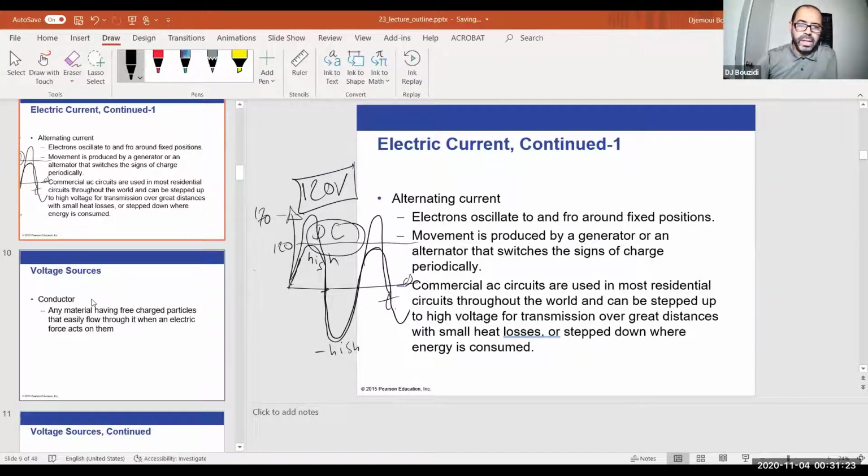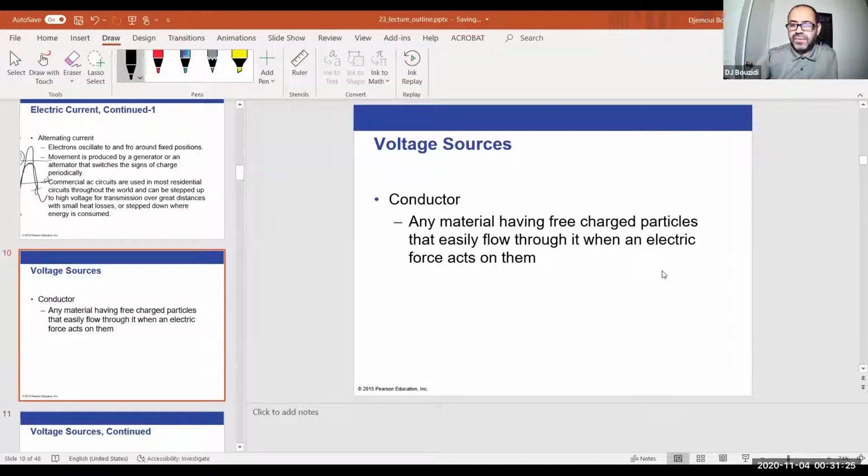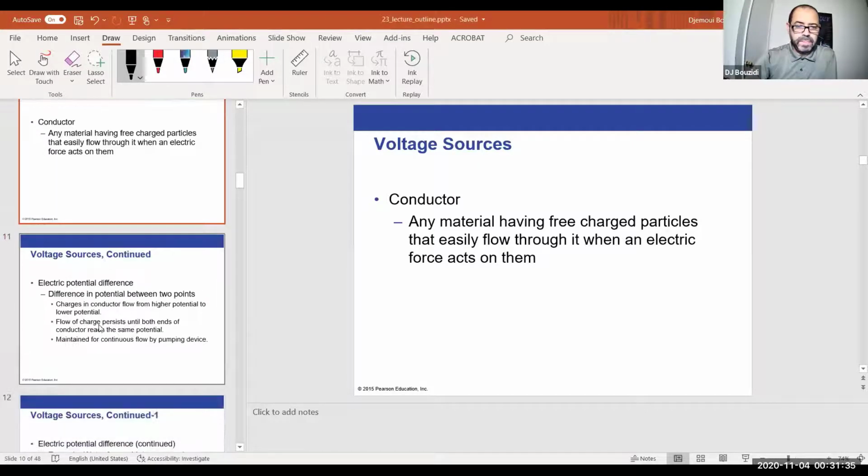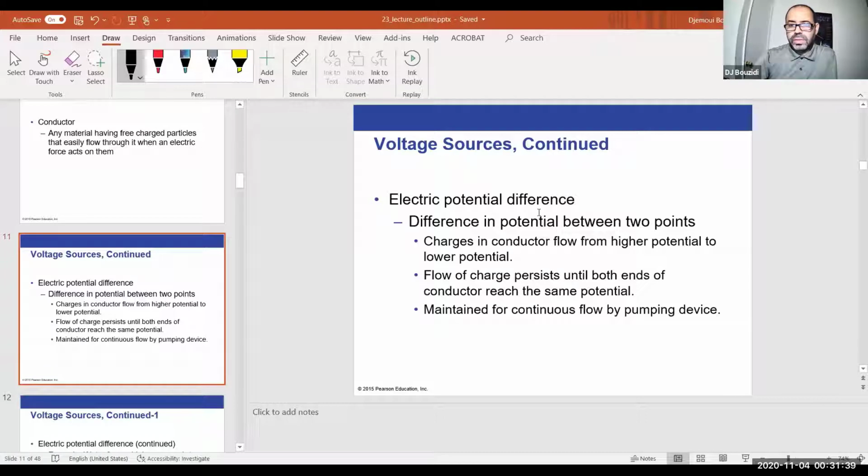Okay. So any material having free charged particles that easily flow through it, that an electric field force acts on, is what a conductor is. Okay. Electrical potential difference, the difference in potential between 2 points, and I already illustrated with the battery. Charges in a conductor flow from higher potential to lower potential.